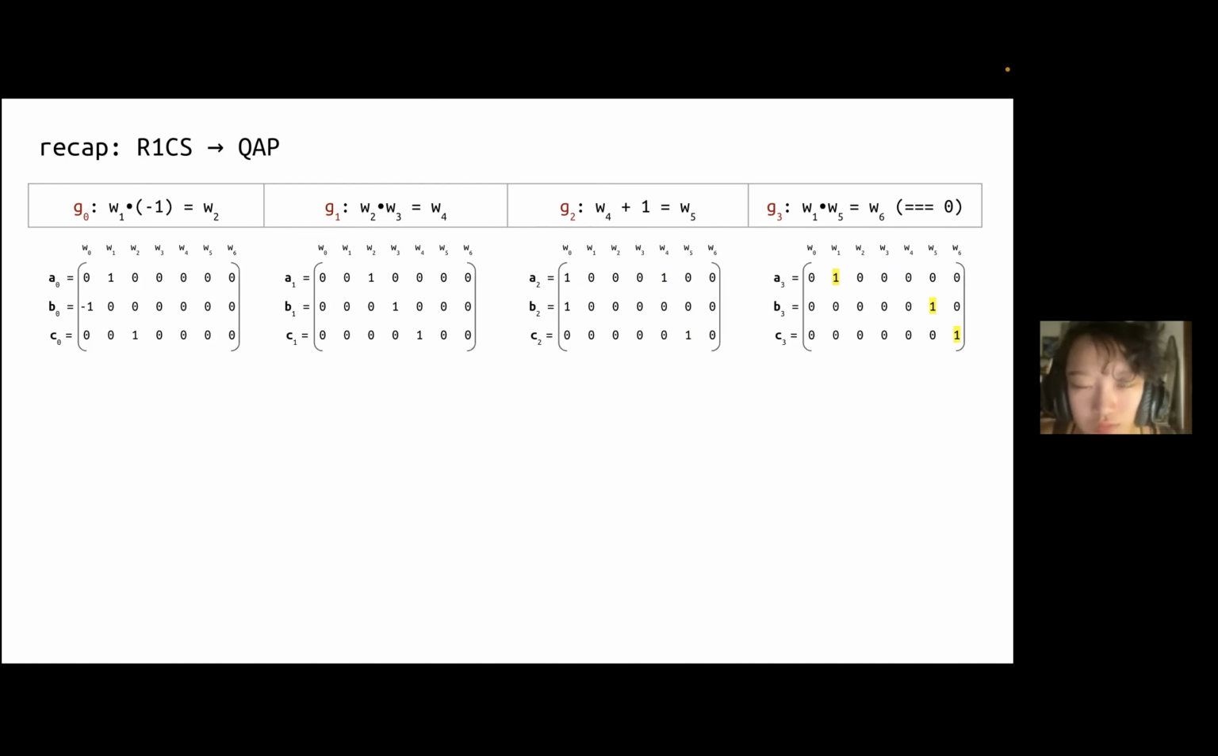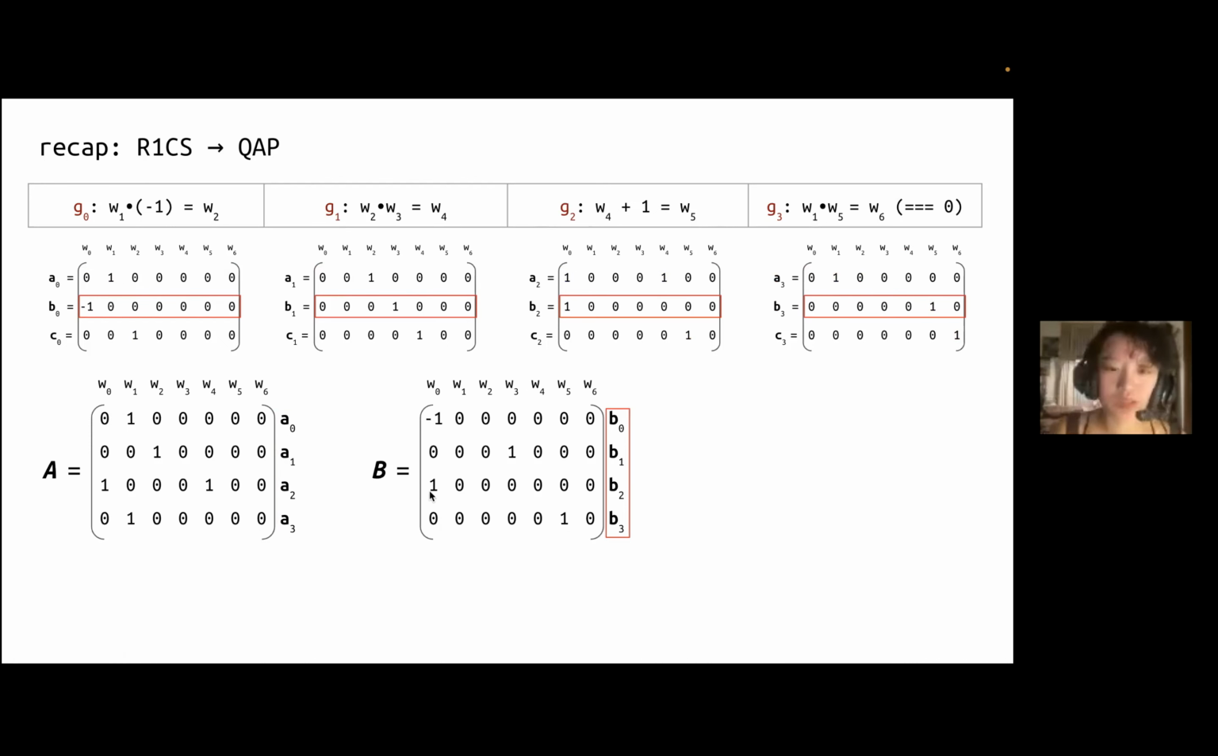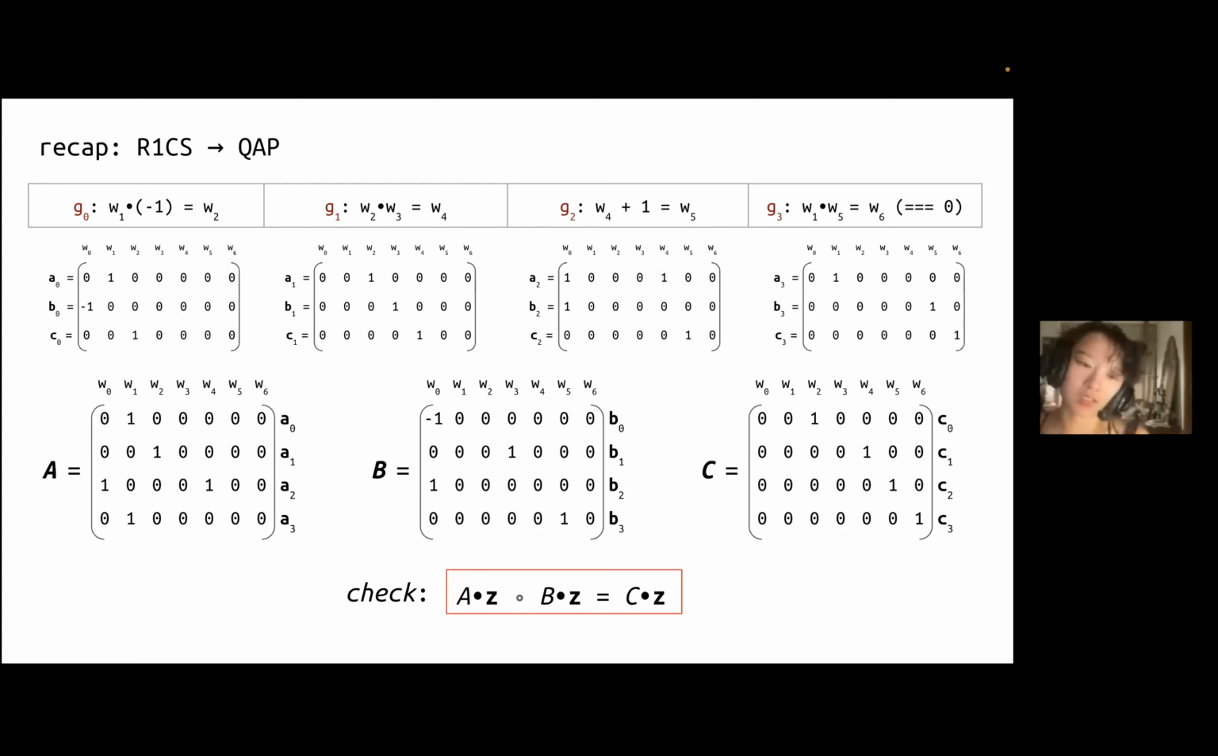And so we do this for all the gates, and we collect all the left inputs into this A matrix. So see, this is the first row from each of these gates. And we collect the right inputs into the B matrix and the outputs into the C matrix, and then we expect that given some satisfying assignment Z, this check should hold. And this is our QAP. And so this ends our recap.